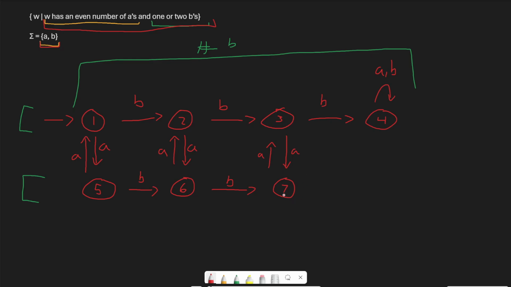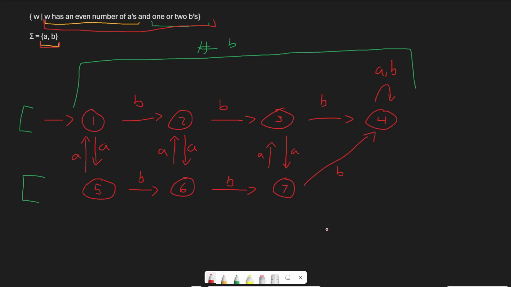So we need a B transition from state 7. We can just send it to the dead state as well because we need 3 B's to get here, either path we take. So it'll always end up on the dead state and not accept.